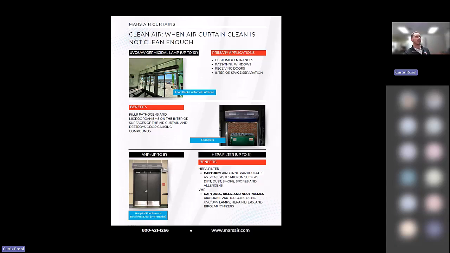We can also use them through pass-through windows or receiving doors, right? If you're looking to mitigate some of those odors, in a pass-through window application, from something like car exhaust, or receiving doors, like you see in the example here. There's that dumpster in the back alley there, and that UV light in that air curtain can hopefully help prevent any of those odors from coming in the building.